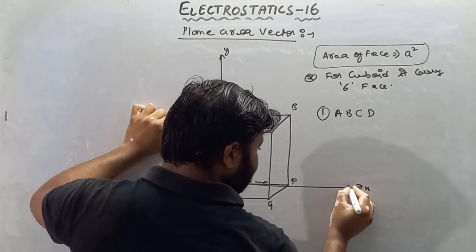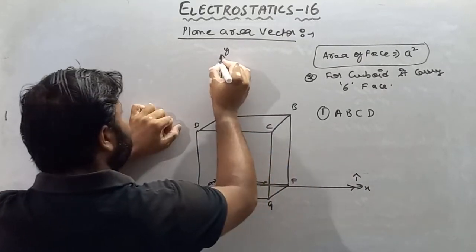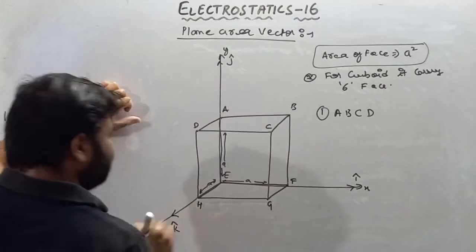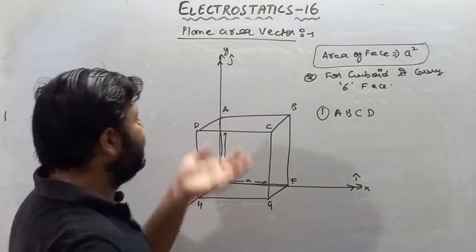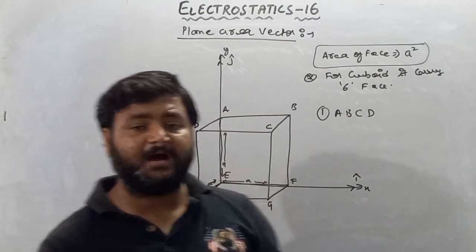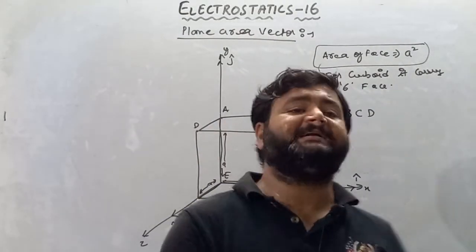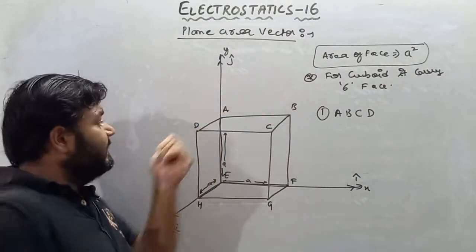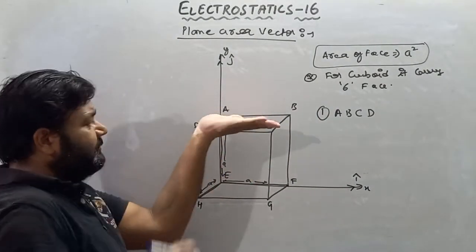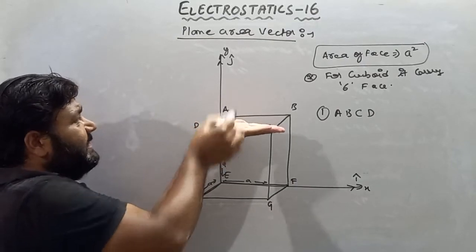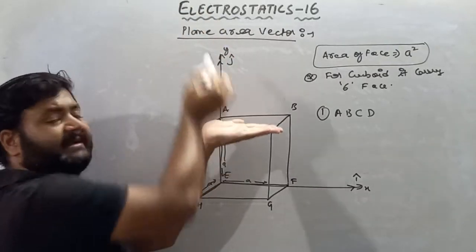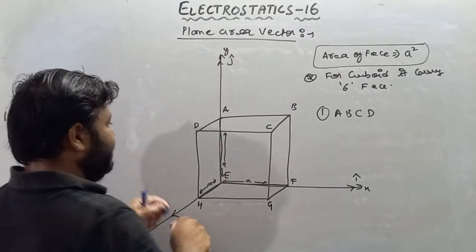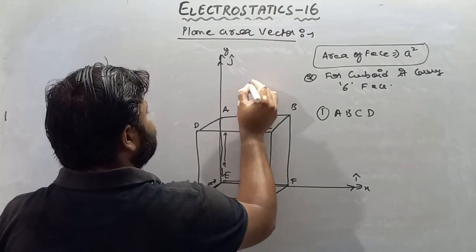We know that along the x-axis the unit vector is i cap, along the y-axis the unit vector is j cap, and along the z-axis the unit vector is k cap. Try to understand; I'll explain how you will make the area vector for any plane area. So this is your area, ABCD. We know that this ABCD faces upward, so its area vector is in the upward direction.